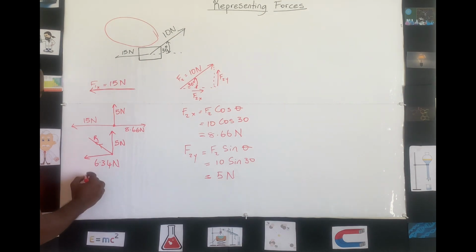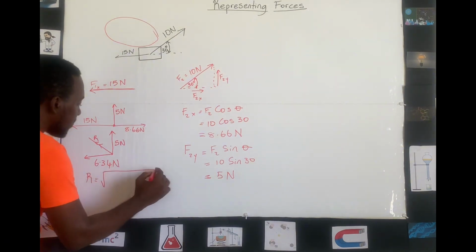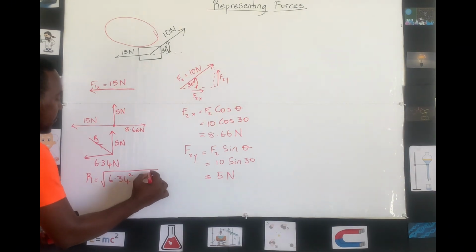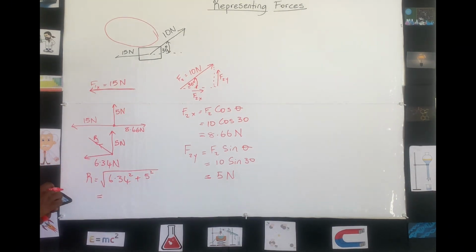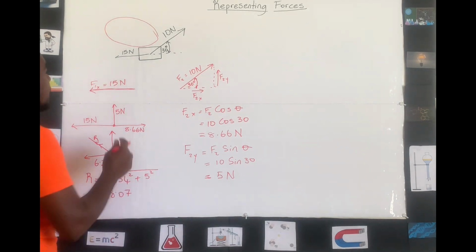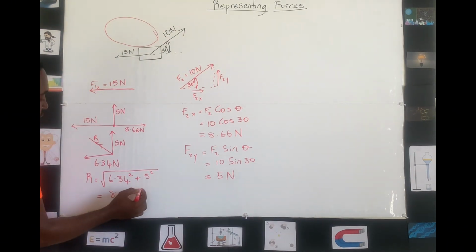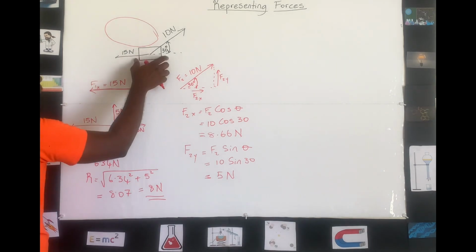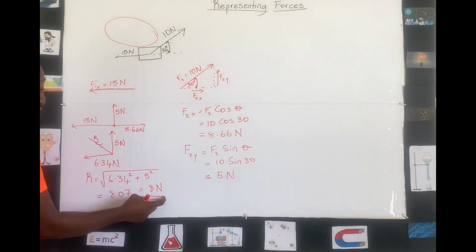How do we find that R? It's always Pythagoras' theorem. So it's the square root of 6.34 squared plus 5 squared. And that gives us an answer of 8.07, and we're using the smallest number of significant figures we started off with, which is 1, so that is 8 newtons. What this tells us is that this box is moving at a net force of 8 newtons.